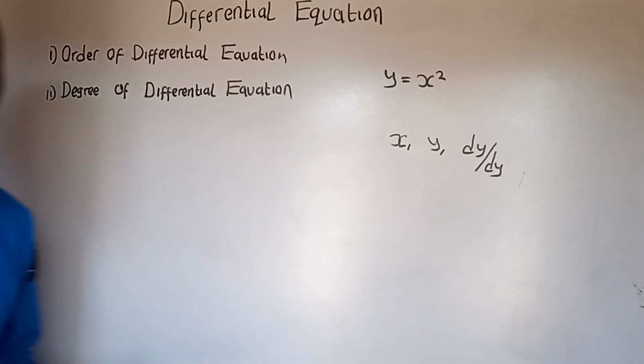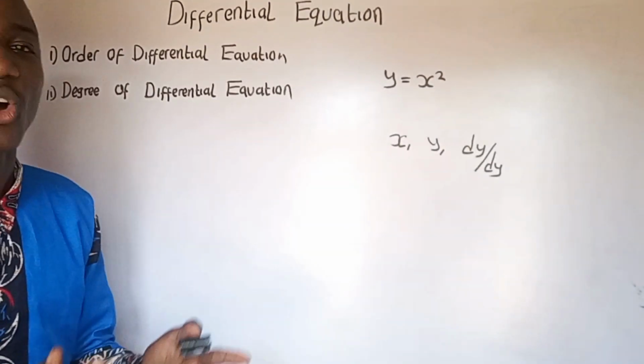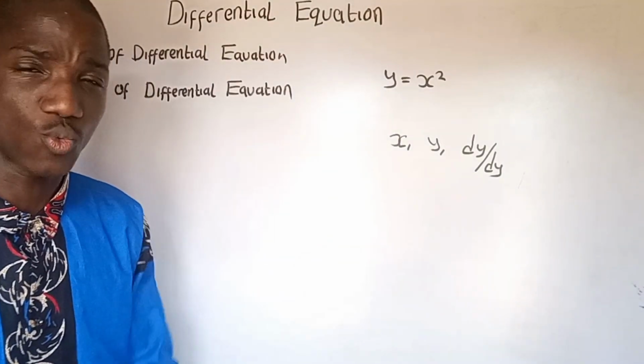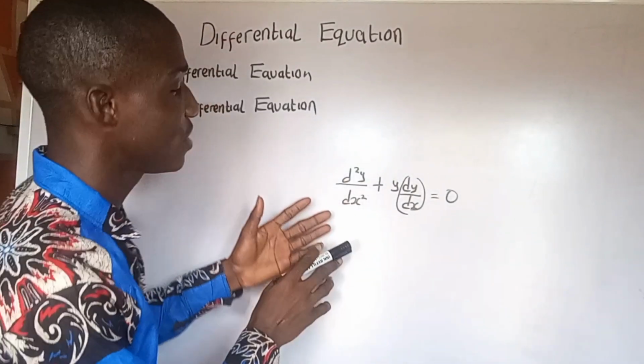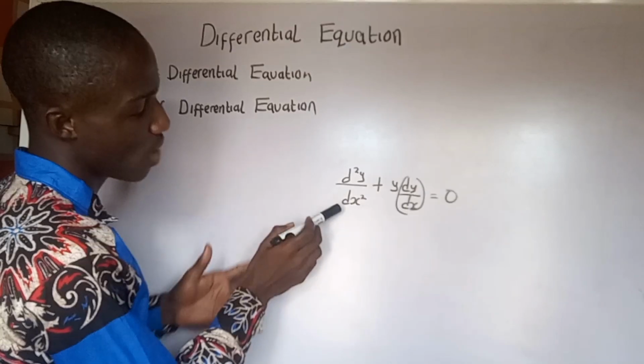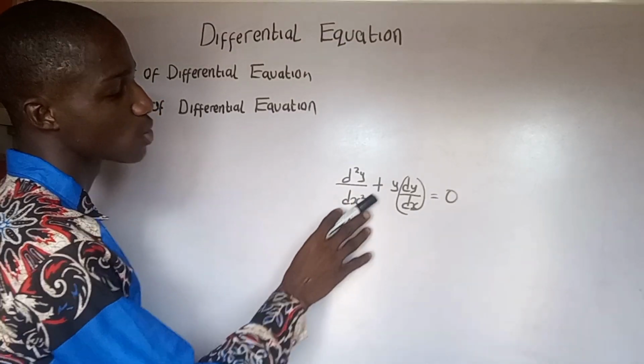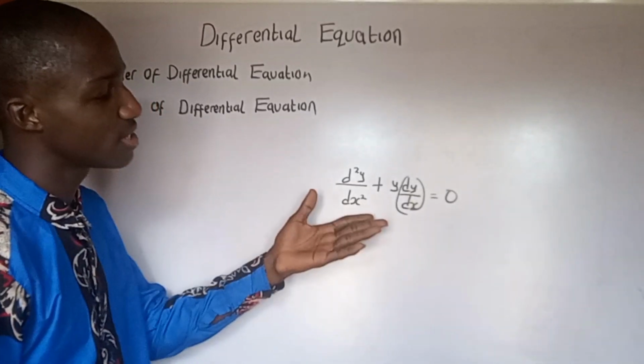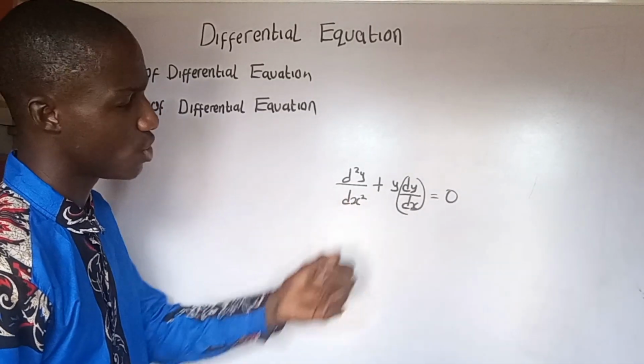When we talk about the order of a differential equation, we are talking about the order of the highest derivative of that particular differential equation. Let's assume that we are given a differential equation d²y/dx² + y dy/dx = 0. Of course, this is a differential equation.